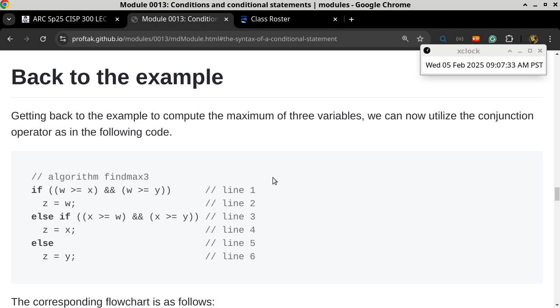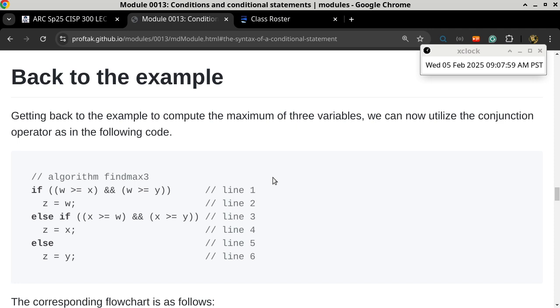What if it is not true that W is greater than or equal to X and W is greater than or equal to Y, and it is also not true that X is greater than or equal to W and X is not greater than or equal to Y? What is the only option left if I need to find the maximum of the three variables? Which one has to be the maximum in that case? Y has to be the one, okay?